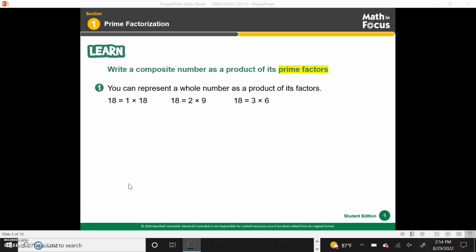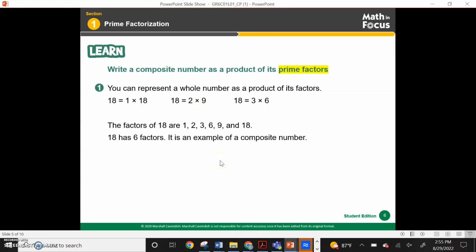So I want you to turn to page 6 of the math book. You can see it's saying here to write a composite number as a product of its prime factors. It's important to understand that you can represent a whole number as a product of its factors. These are not prime factors necessarily, just a product of its factors. So you can see 18: we take 1 times 18, 2 times 9, 3 times 6. The factors of 18 are 1, 2, 3, 6, 9, and 18. So 18 has 6 different factors.